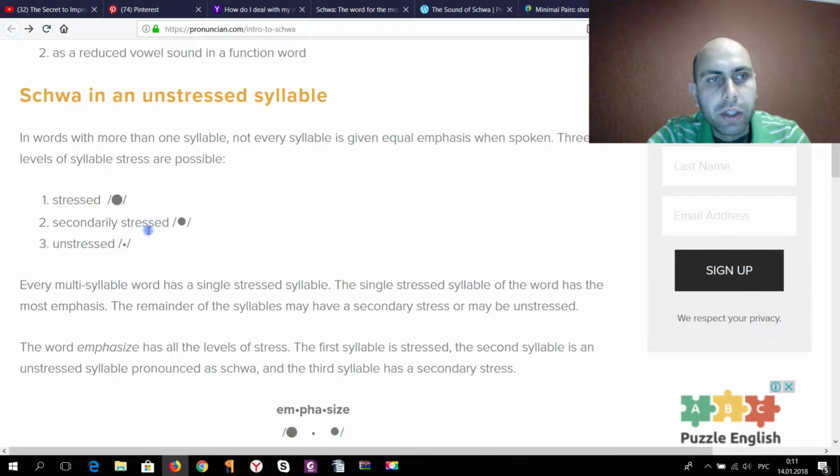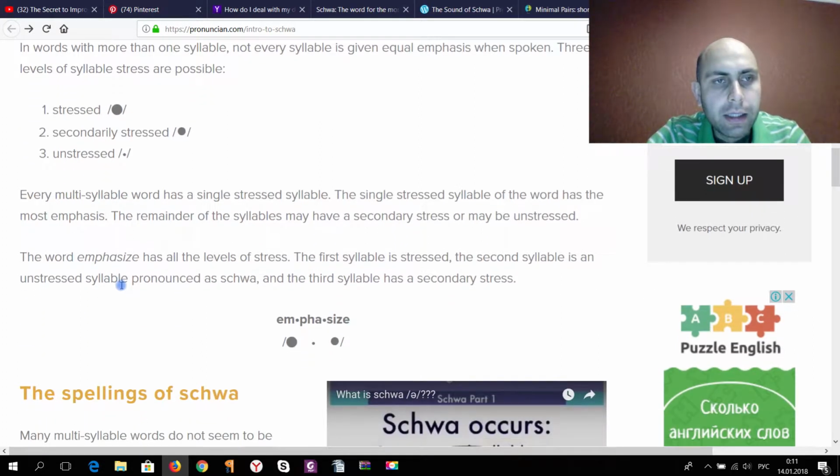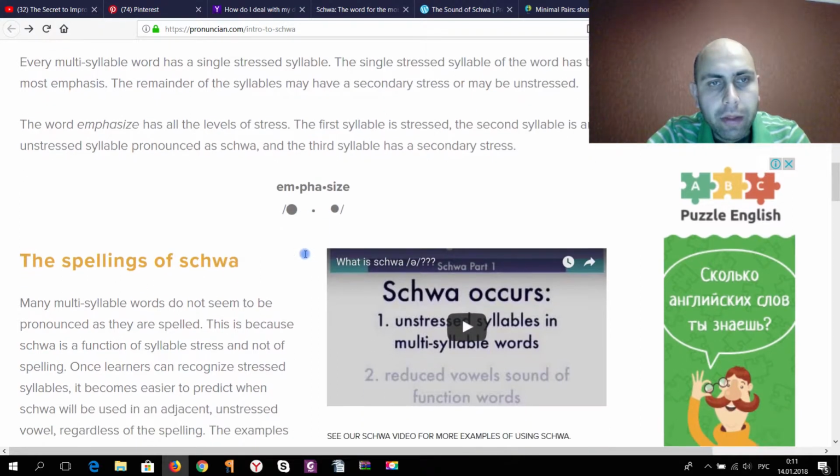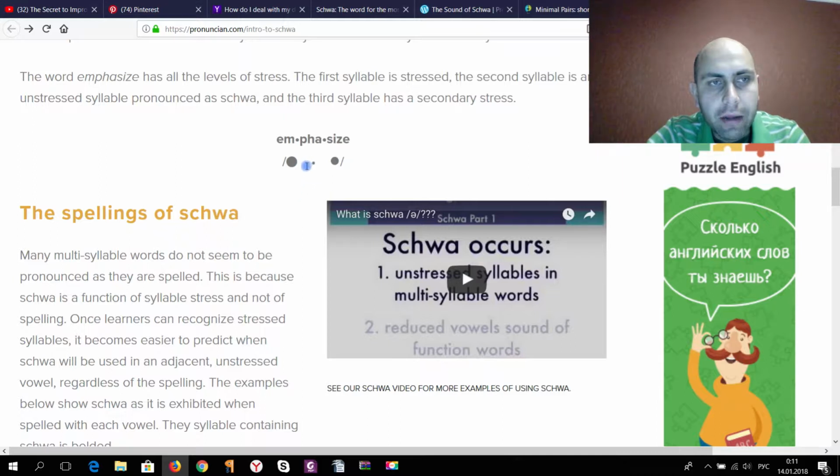This web resource gives you a description of different types of syllables in the English language: stressed, secondarily stressed, and unstressed. It looks at these types of syllables using the example of the word emphasize. The first syllable is stressed, the third one is secondarily stressed, and the one in the middle, the second syllable, is an unstressed one. And it says that in all the unstressed syllables in English, whatever vowel you see there becomes a schwa. So whatever unstressed syllable there is, it's a schwa sound there.